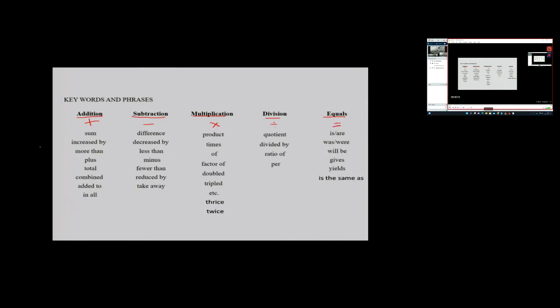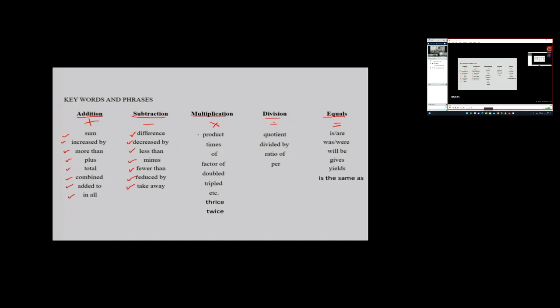What does it mean? If you see these words: sum, increased by, more than, plus, total, combined, added to, in all, you're going to translate them to the plus symbol. As for subtraction, you have difference, decreased by, less than, minus, fewer than, reduced, and take away. If you see all of these words, you're going to write them as the minus symbol.